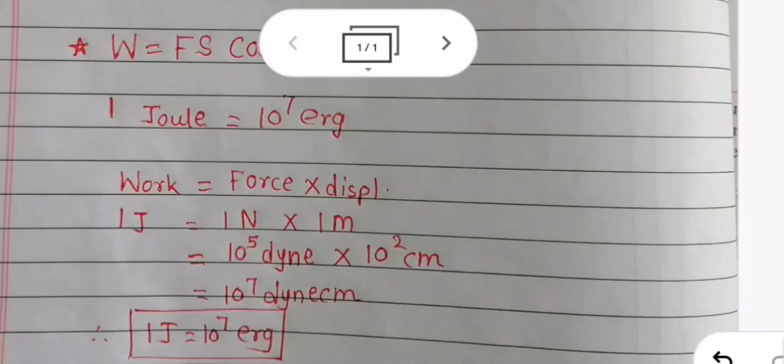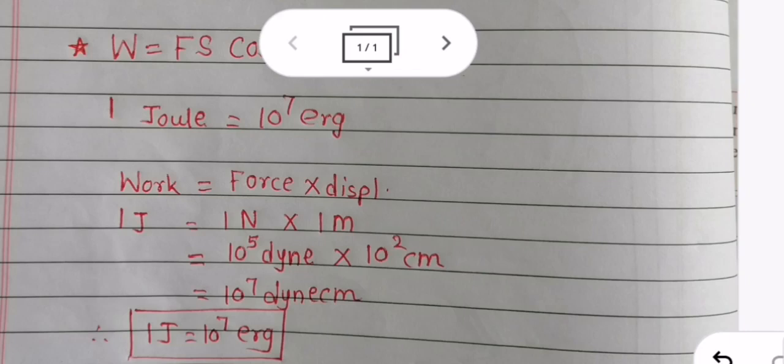We see the relation between the SI unit and CGS unit of work. As we have seen, the SI unit of work is joule and CGS unit of work is erg. The relation between them is 1 joule is equal to 10 raised to 7 erg. It is asked for fill in the blanks. हे fill in the blanks ला येतं. हा क्वेश्चन प्रिपेअर करून ठेवायचा.